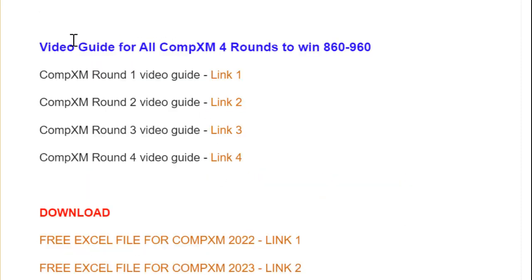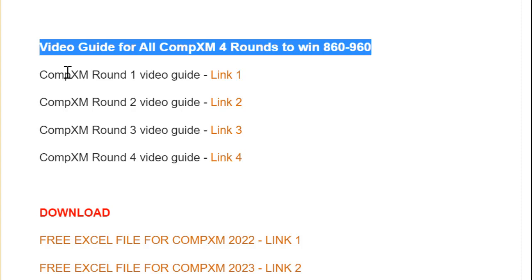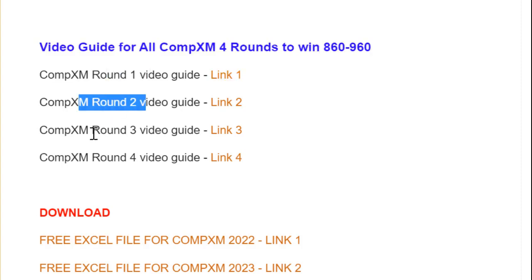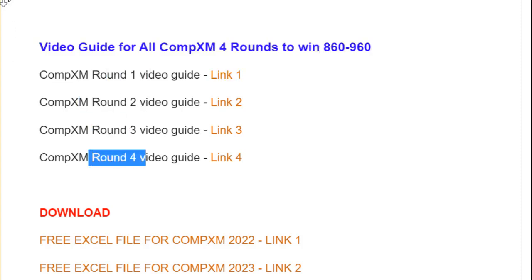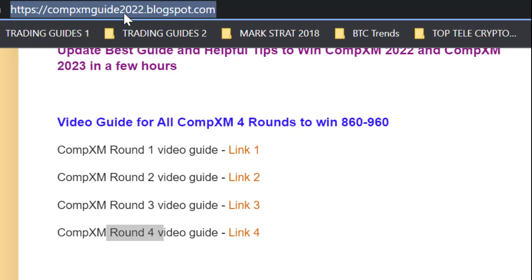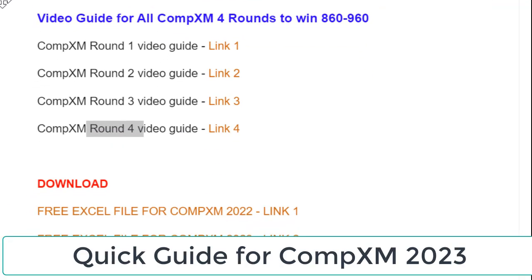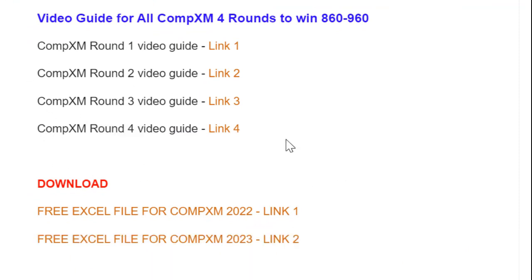Or, at the request of some students, I created a video guide, step by step, round by round. You can watch here for round 1, round 2, round 3, and round 4. Remember, you open this website, COMPXM Guide 2022 or COMPXM Guide 2023.blogspot.com, and then you can find the links to 4 videos for 4 rounds, so you can practice or watch before you start your COMPXM, and then you can pass with top results. The free Excel file you can download from here too, for 2022 and 2023.